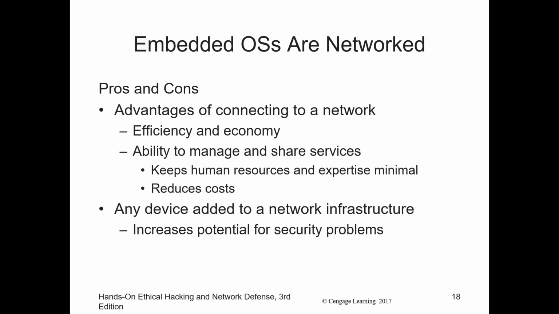All right. The pros and the cons, right? The advantages of connecting networks are efficiency, economy, and the ability to manage and share services, right? In the past, we had to manually set everything up. But now, with the Internet of Things and embedded operating systems, we can control almost everything in the palm of your smartphone. Any device added to the network infrastructure increases the potential for security problems. Therefore, we need to mitigate this risk. Otherwise, hackers will get into the system.